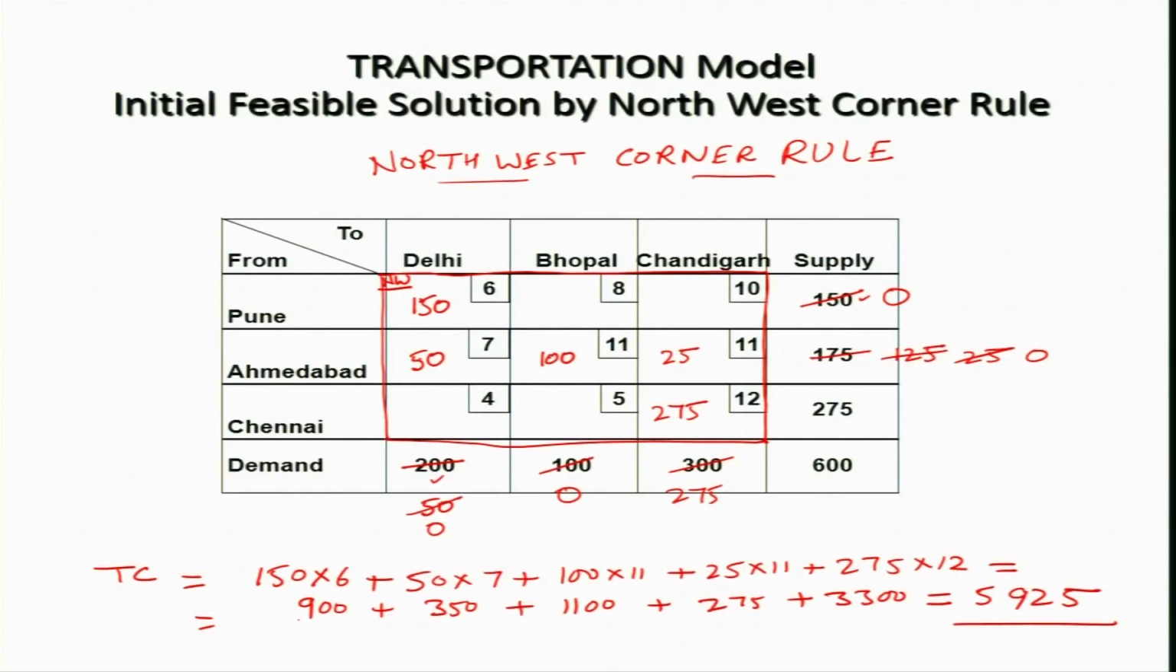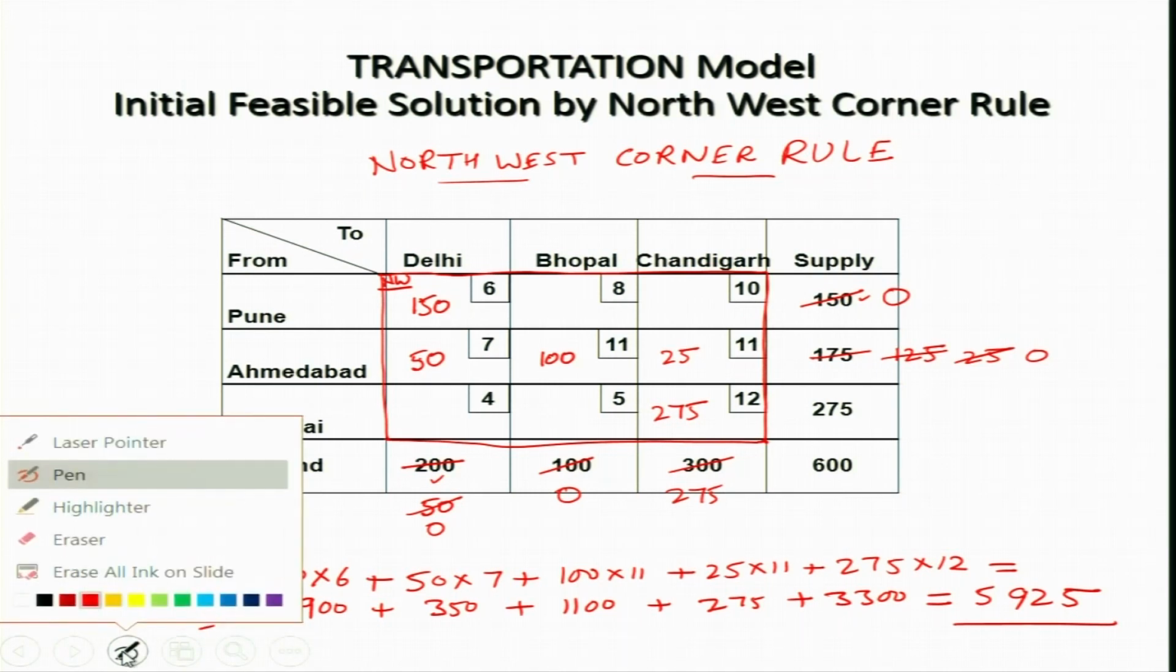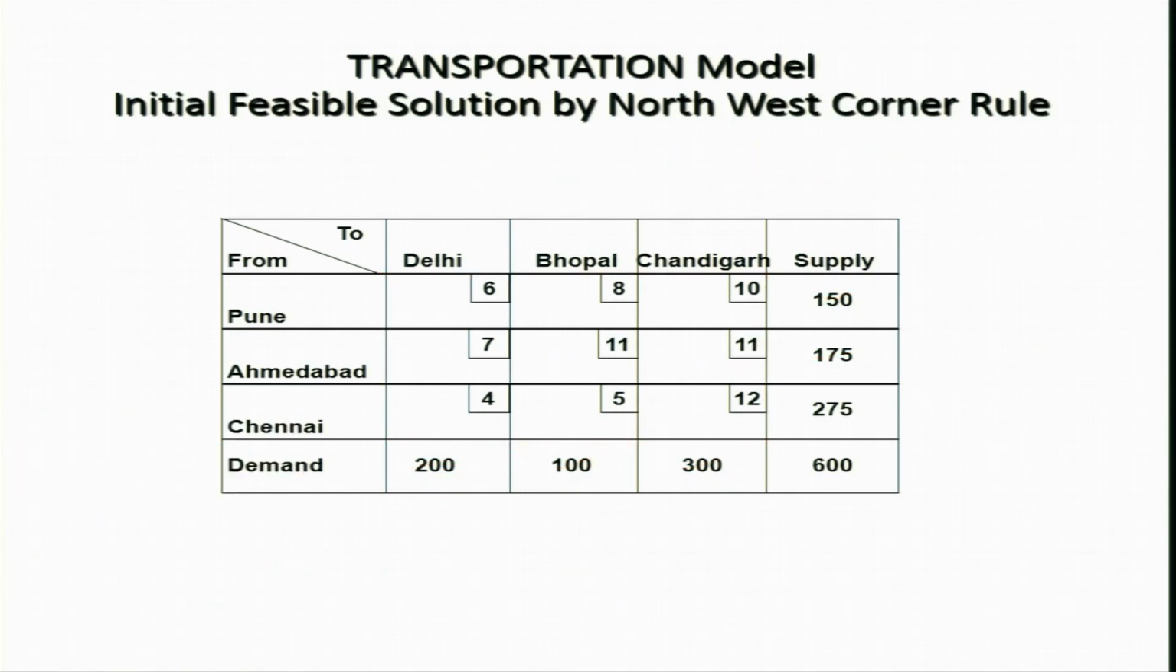Now, let us see the second method, that is Vogel's approximation method. We can write the answer here. The northwest corner rule has given the answer of 5925, and we will compare this result with Vogel's approximation method.